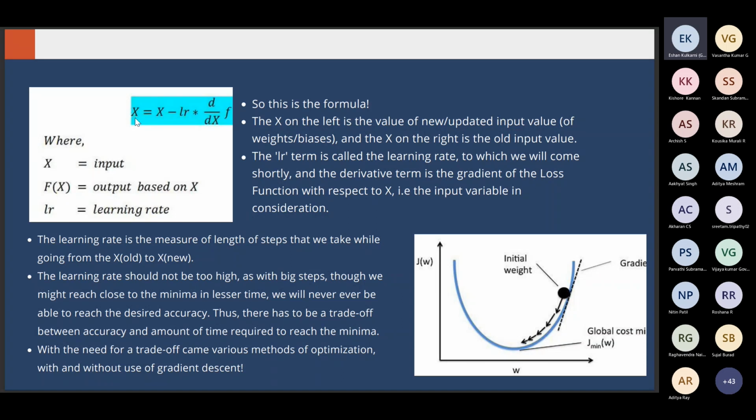I'll just explain what this learning rate is. It's a very simple thing. The learning rate is basically the length of the steps that we are taking. In this bottom right figure, you can see we are taking steps while reaching the optimal solution. So the learning rate is just the measure of the steps that we are taking. It can be big or small. We'll see how this works through the example.